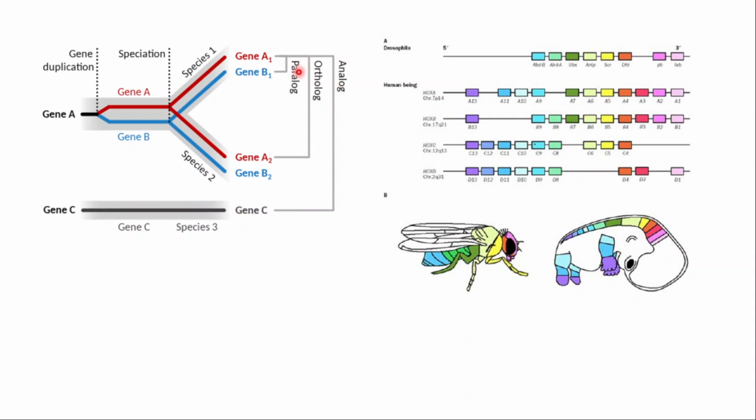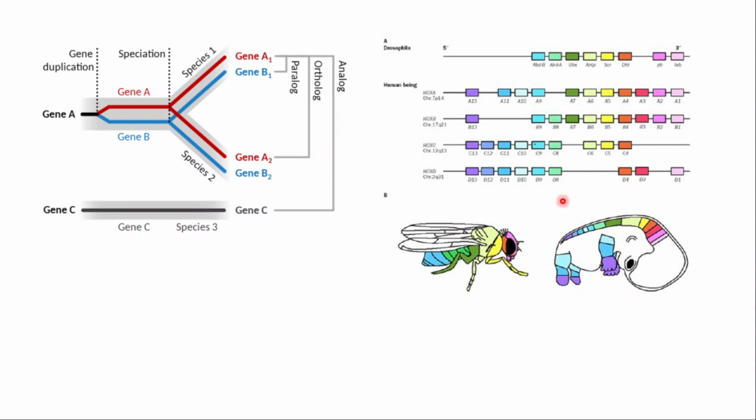So both orthologs and paralogs are homologs, meaning they share common ancestry, but paralogs are within species and may or may not have different functions. Orthologs are between two different species, which generally have similar functions.